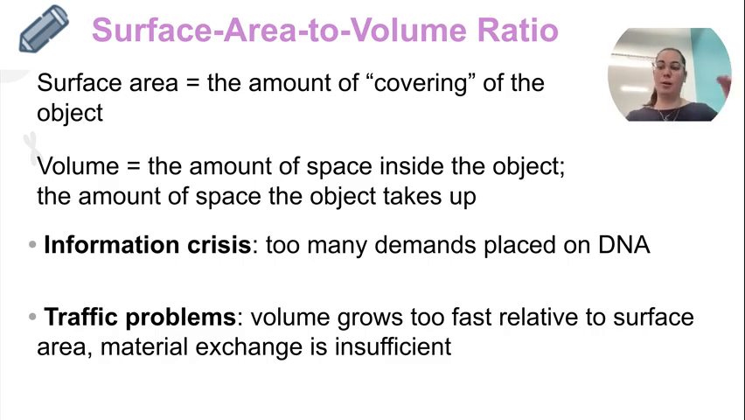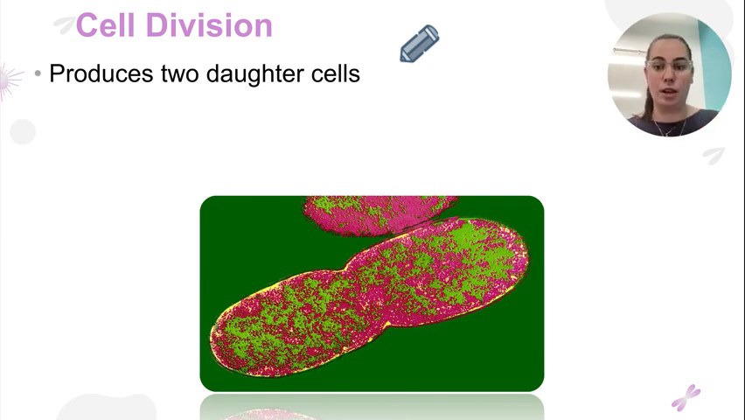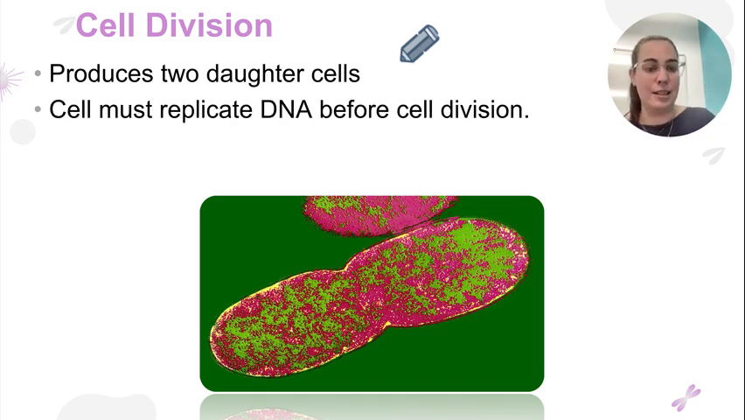So what we want to do is maximize our surface area to volume ratio. In order to do this, we divide our cell. So we produce two daughter cells. When a cell divides, there are a couple things that need to happen. We need to make sure we have 2 times the amount of organelles, 2 times the amount of DNA. So we have to replicate the DNA before cell division. This avoids the problem of information overload.